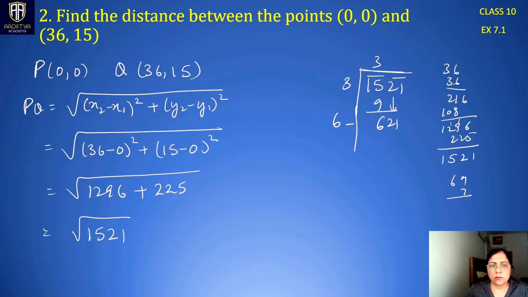67 times 7: 7 7s are 49, you have 4, 7 6s are 42, 42 and 4 is 46. This is not valid. Now write 6 9: 9 9s are 81 and 8, 9 6s are 54, 54 and 8 is 62. So this is 9, this is 9, this becomes 621. So the square root of 1521 is 39, and you can write units. 39 units.